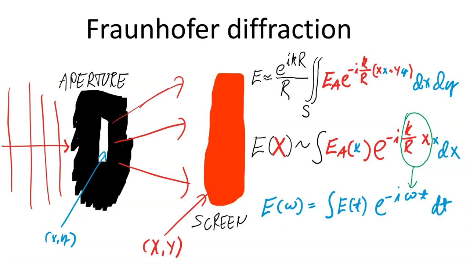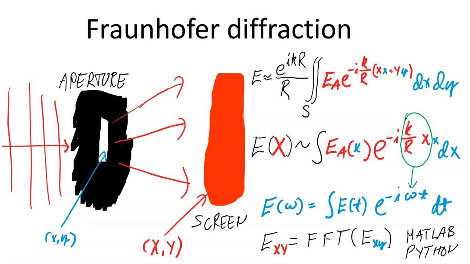Diffraction problems are pretty complicated for arbitrary aperture shapes. However, by using a fast Fourier transform, we can numerically calculate these integrals very quickly. The implementations of numerical FFT algorithms are available, for example, in Matlab and Python programming languages.